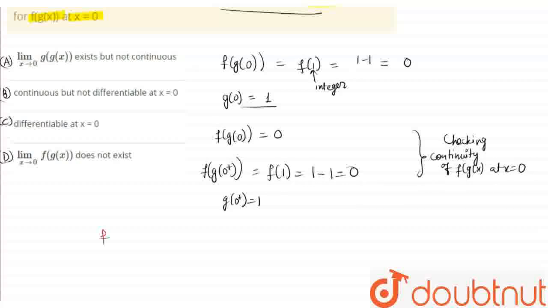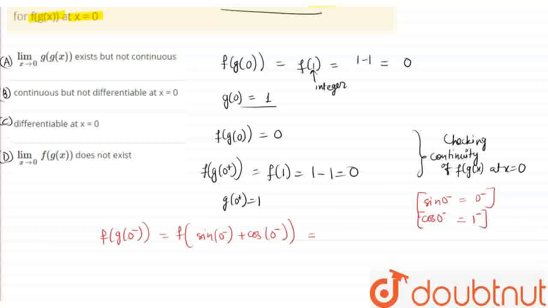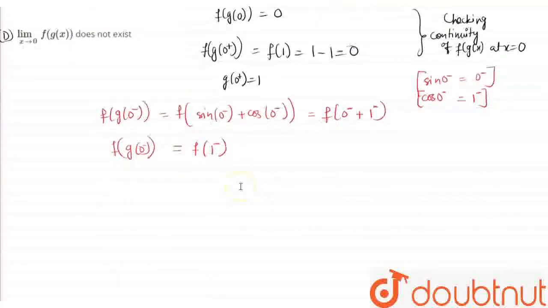Now we need to check f of g of 0 minus. So f of g of 0 minus is nothing but f of sine of 0 minus plus cos of 0 minus, right? Because this is the only value of g(x) when x is less than 0. One thing we need to see is that sine of 0 minus will be just less than 0 and cos of 0 minus will be just less than 1, right? We know that. So this becomes 0 minus plus 1 minus. So f of g of 0 minus becomes f of 1 minus.